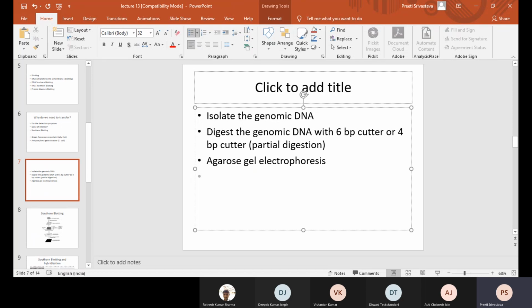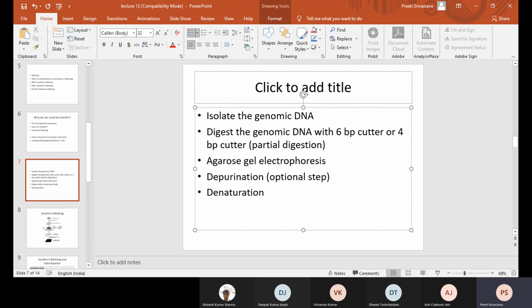This part you need to listen carefully. Once you do agarose gel electrophoresis, it's the double-stranded DNA which is separated in the gel, because the DNA you have isolated and digested is double-stranded. So what do we do next? There are in fact two steps. One is called depurination. Sometimes we do depurination, but this is usually an optional step. And then this will be followed by denaturation.